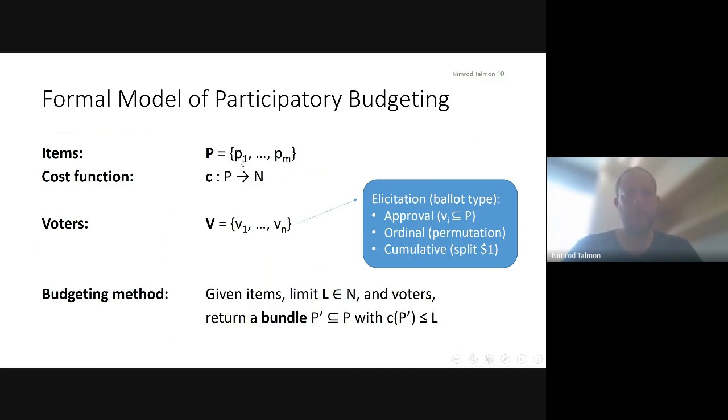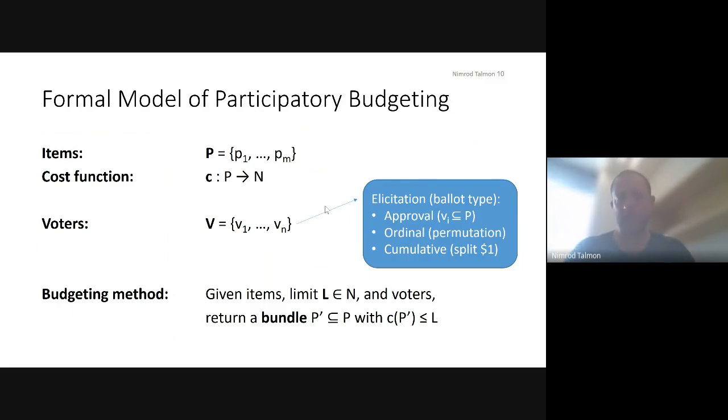And now each one of these items or projects has a cost. So there is a cost function that assigns to each one of the projects some monetary cost. So this is one thing that you have. And the second thing that you have is voters. So in the example before, we used approval ballots, which means that each voter gives you a subset of the items that the voter approves.